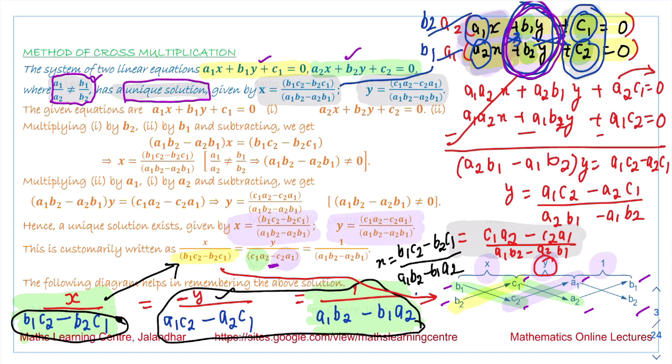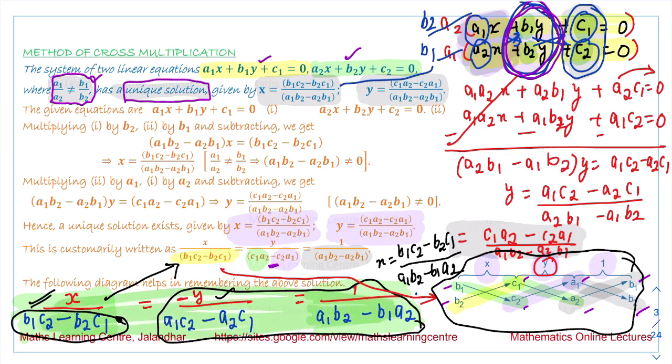Next, in the denominator of 1, it is a1 b2 minus a2 b1. So you can use either of these procedures. It is up to you how you want to calculate these values, but the final answer that you will get is x equal to this and y equal to this. This procedure will be more clear to you with our next examples.